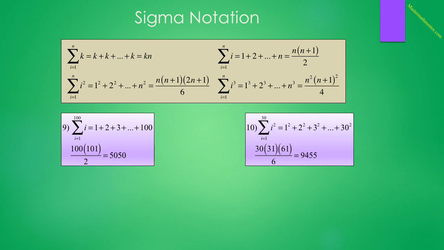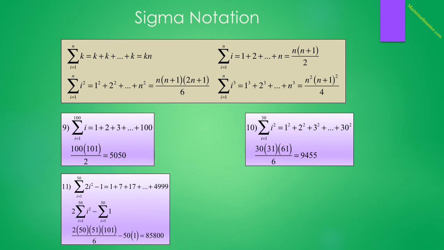Summation I equals 1 to 30 of I squared is the sum of the squares of the first 30 integers, which is 1 squared plus 2 squared plus 3 squared plus dot dot dot plus 30 squared. And by our square formula, that is 30 times 31 times 61 all over 6, or 9,455.